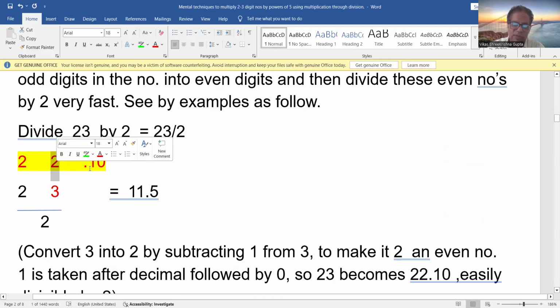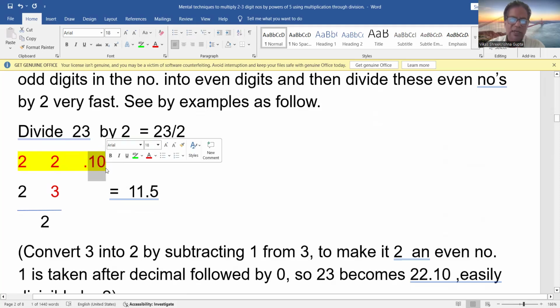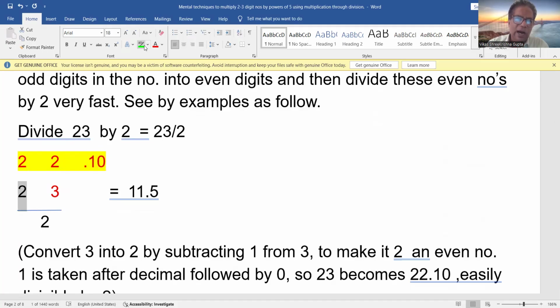I put a decimal first because this number is coming after 22, which is complete over here. So I put a decimal and I get the number 10. So my answer will be 22.10. Instead of dividing 23, I will be dividing 22.10. I get 22 because I took 1 from 3. I get 2, and then I take this 1 forward after putting a decimal, and 1 means 10. I can put a 0 after 1 and it becomes 10. Now to divide 23 by 2, I divide 22.10 and the answer will be 11.5.